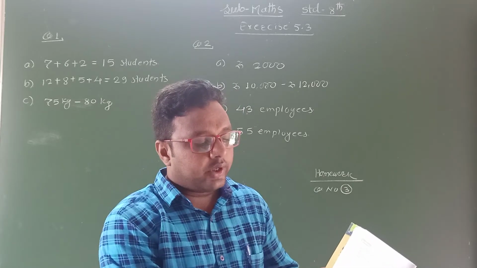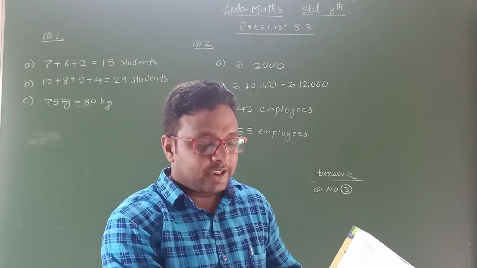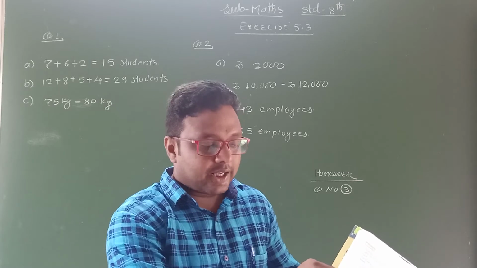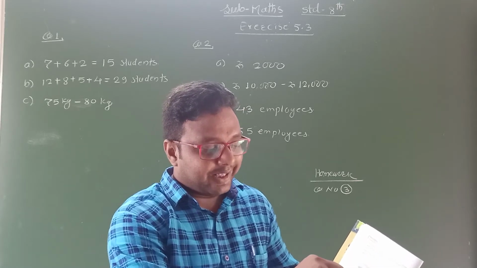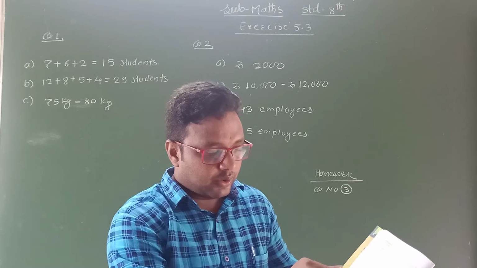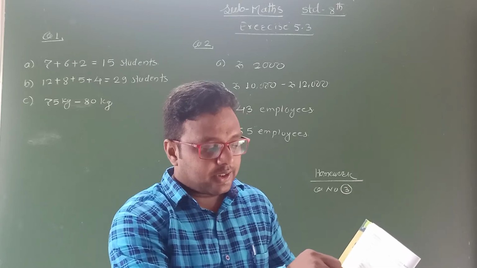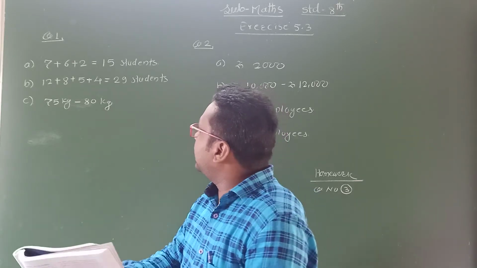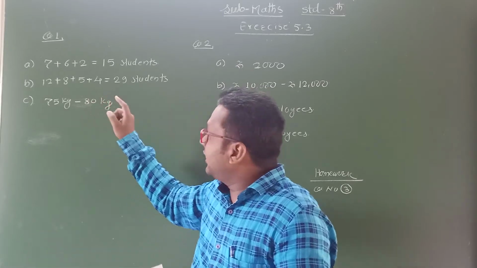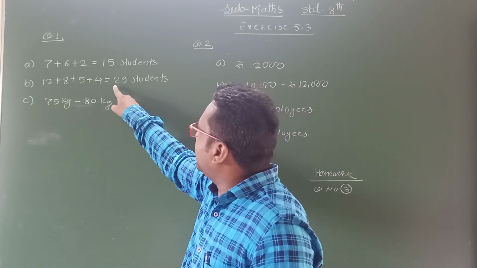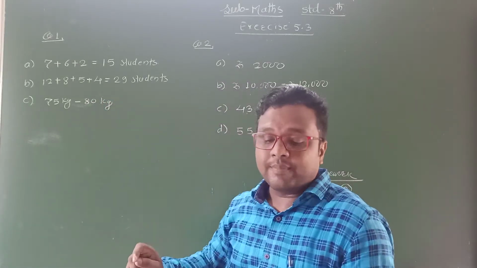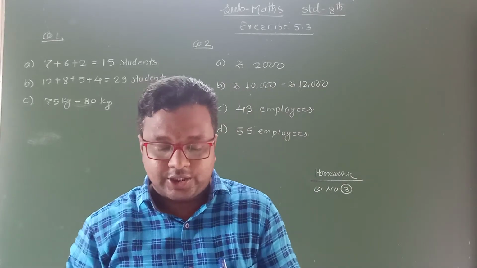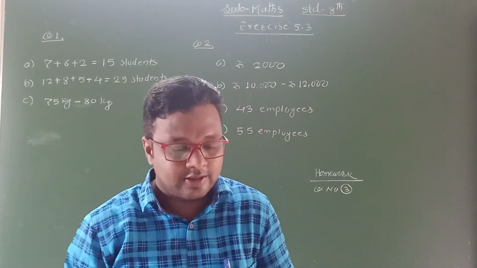For 40 to 45 kg weight, 12 students are there. Then after that, 8 students are there. Then 5 students are there. And the next one, 4 students are there. It means in total how many students are there? 29 students have a weight less than 60 kg. Okay student, this is the answer.